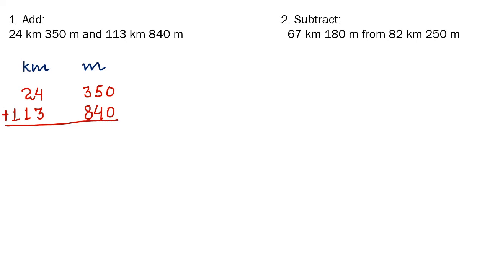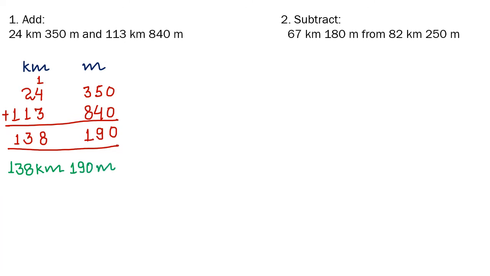It will be 0 plus 0, 0, 5 plus 4, 9, 8 plus 3, 11. Write 1 here and 1 will be carried to the next column. 4 plus 1, 5, 5 plus 3, 8. 2 plus 1, 3 and 1. So we got 138 kilometer, 190 meter.